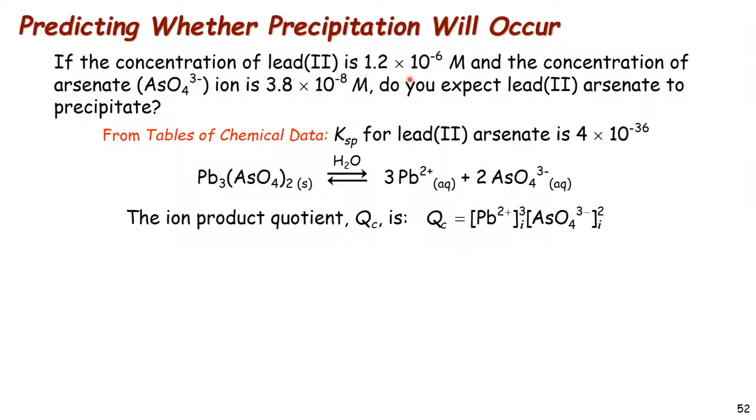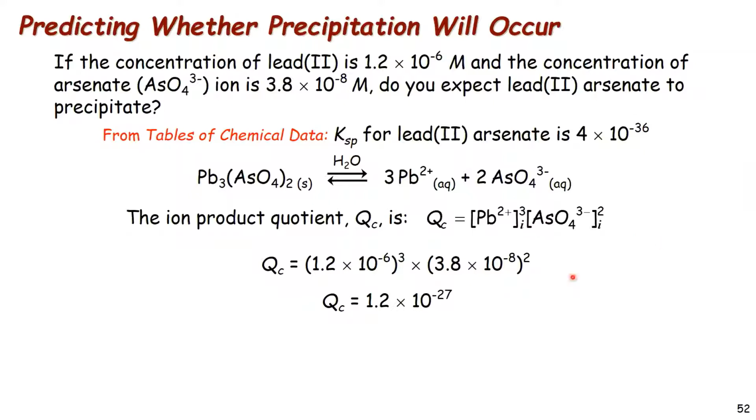The initial concentrations of both were given. Now in this particular problem, we don't need to multiply them by anything because it's telling us these are the concentrations. So we're just going to plug in 1.2 times 10 to the negative 6 for the lead 2 plus, and 3.8 times 10 to the negative 8 for the arsenate. Still got to cube and square those values, and that gives us a value of 1.2 times 10 to the negative 27. So with lead 2 ion and arsenate concentrations as given, will lead 2 arsenate precipitate out of solution?